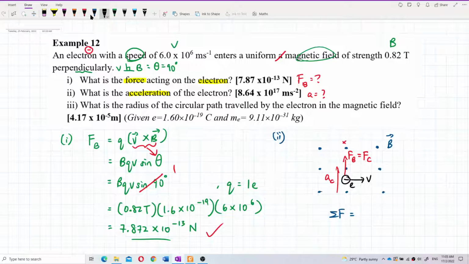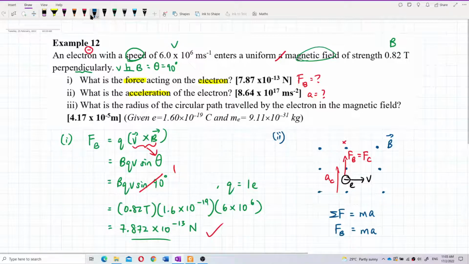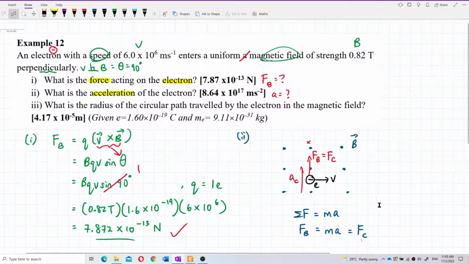Let me write. The resultant force acting on this electron charge is equal to Ma. In this case, the magnetic force is the only force acting on this electron. Mass of electron times a, but this will be equal to Fc. The magnetic force becomes the centripetal force. Understand? It becomes the centripetal force.